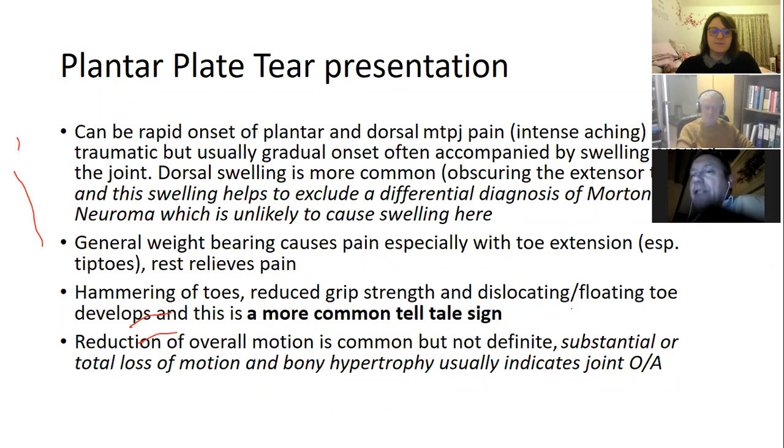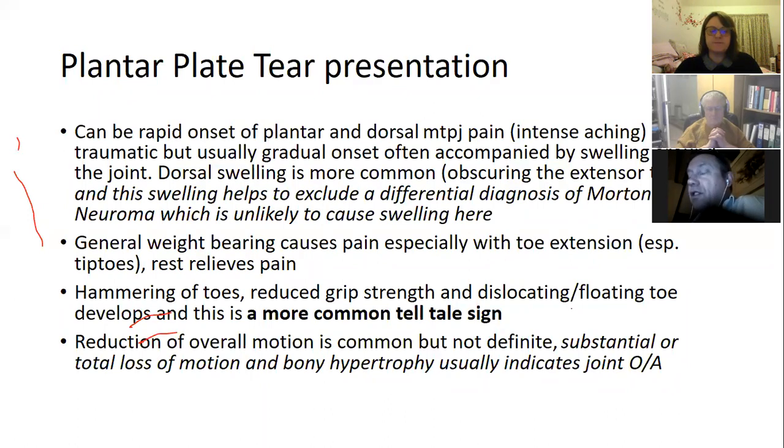Then visually, here's a really nice one. We saw those pictures of those toes at the start of the presentation. Hammering of toes. That metatarsophalangeal joint is no longer stable, and you start to get hammering of toes. They can't grip as well. The plantar fascia now is damaged. It isn't able to attach through the plantar plate to the proximal phalanx. The flexor grip now is starting to be reduced. And also, remember, the plantar plate holds all those structures together, the collateral ligaments on either side, the flexor tendon underneath.